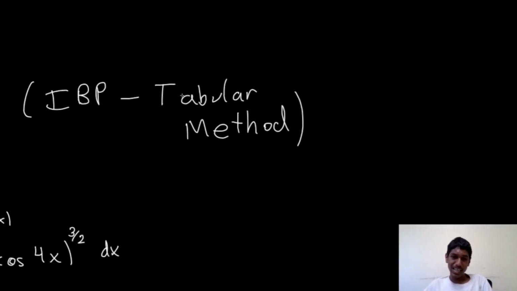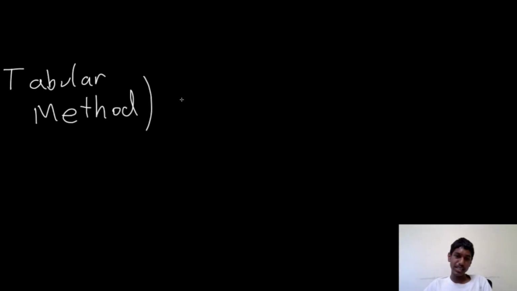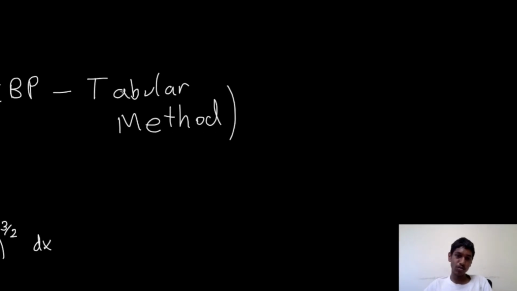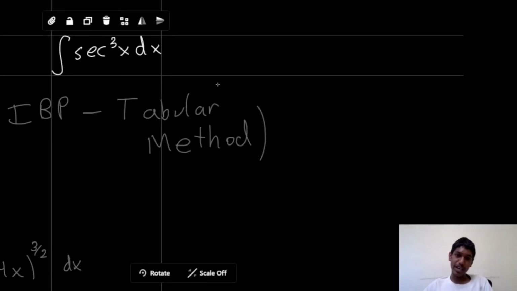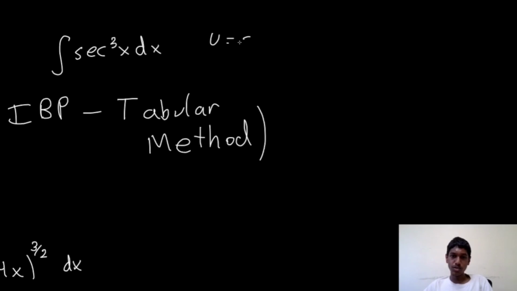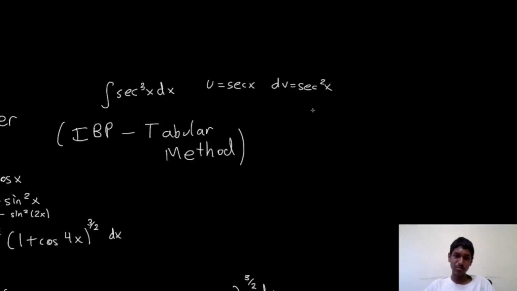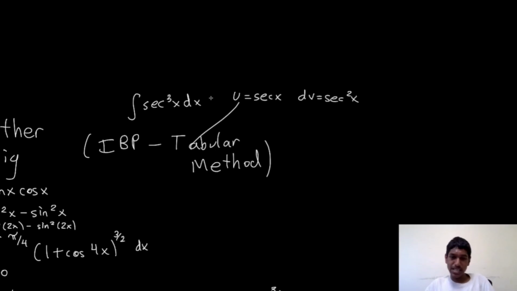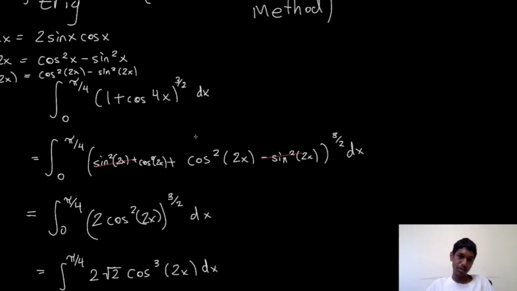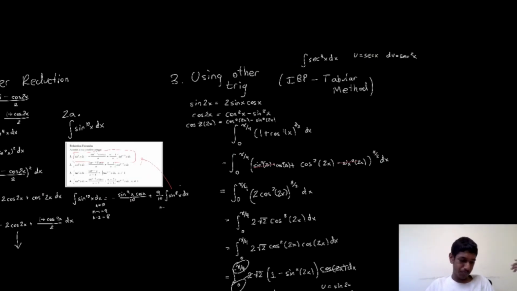Now, the classic example, which I'm going to go over in my tabular method video, so I won't cover that here, is secant cubed x dx, right? And what we do is we say u is just going to be secant x, and then dv will be secant squared x dx. And then if you grind through it, eventually this will appear again, and then you're going to have to solve for it and all that. But just a heads up that sometimes IBP does actually show up in these trig integrals.